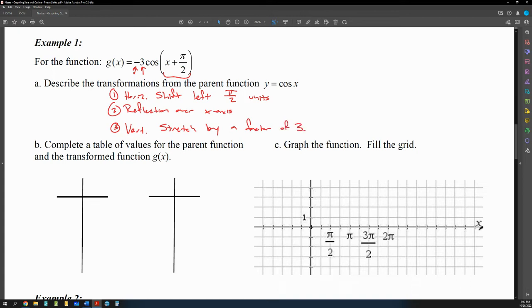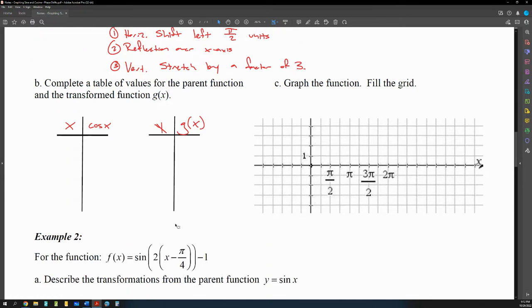Okay. So let's go ahead and create a table of values, letter B, for the parent function, y equals the cosine of x, and then also for g of x. Okay. So y equals the cosine of x. We'll start with just our quadrantals. We have 0, pi halves, pi, 3 pi halves, and 2 pi. Our values for cosine are 1, 0, -1, 0, and 1.